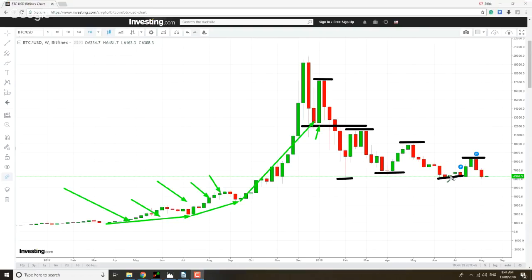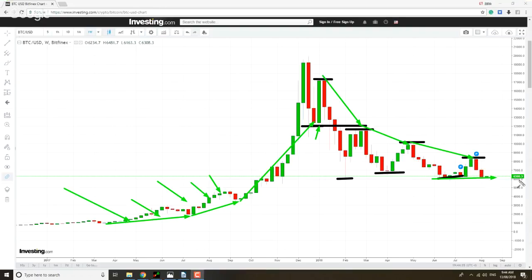Right now, as we see with the Bitcoin market, what is it doing? It's creating another lower low. So who's still majorly in control? Sellers. Sellers have been in control: lower high, lower high, lower high. They haven't changed.